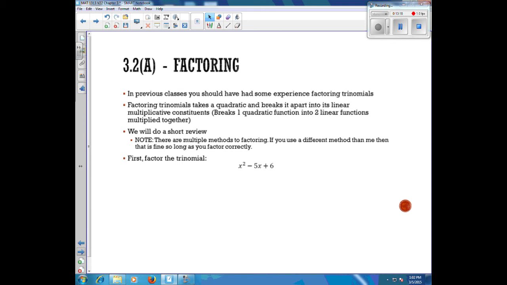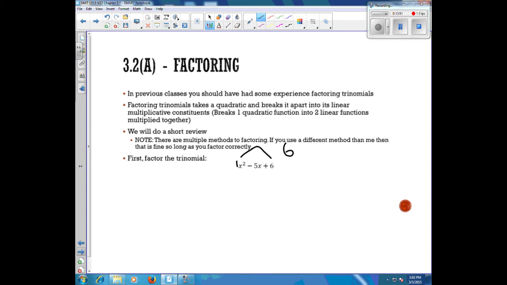Now, there are multiple methods to factoring. You may have learned it a different way than I'm going to show you. And there's nothing wrong with that so long as you get the right answer. Factoring, there are lots of different ways to do it. I'm going to show you the way that I do it. So first we're going to factor this trinomial. Assume that there's a 1 in front. And we're going to take the first number and the last number, and we're going to multiply them together. So 1 times positive 6 will just give us 6.